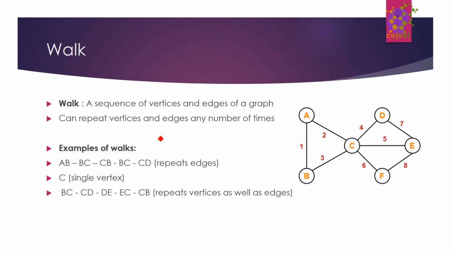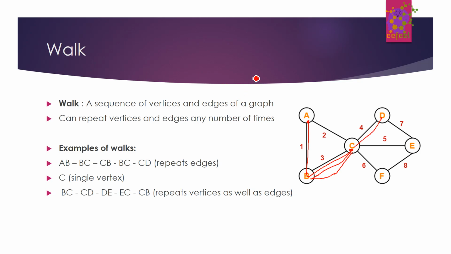So here is an example of a walk. If I start from vertex A, I'll go from A to B, then from B to C, and I'll again come back to B, just because I feel like repeating the edge BC. Then I may again go on the edge BC and reach C, and then I will reach D.